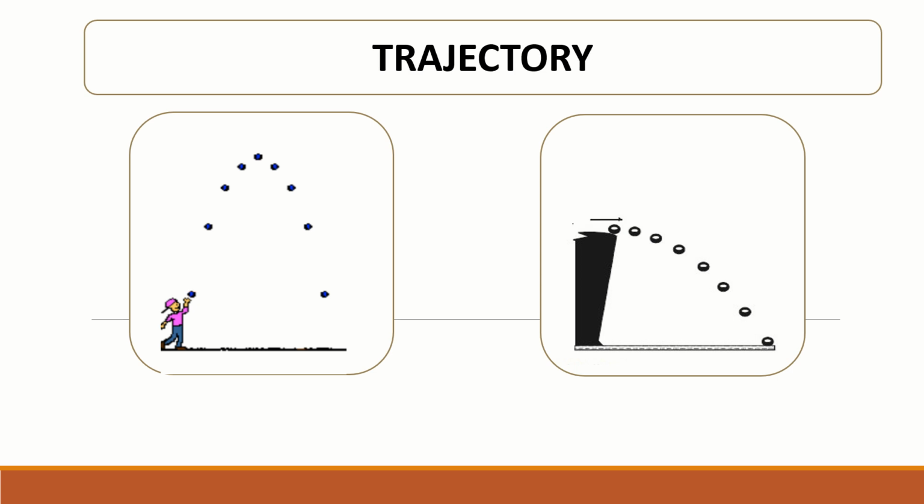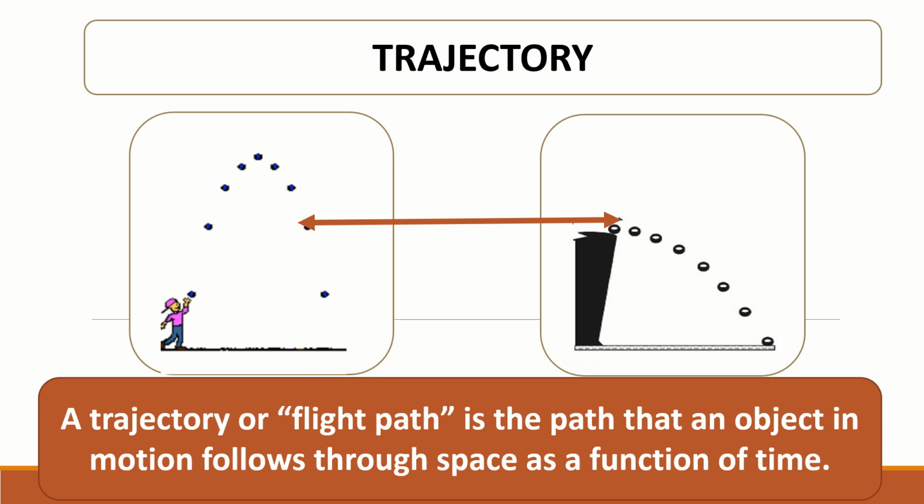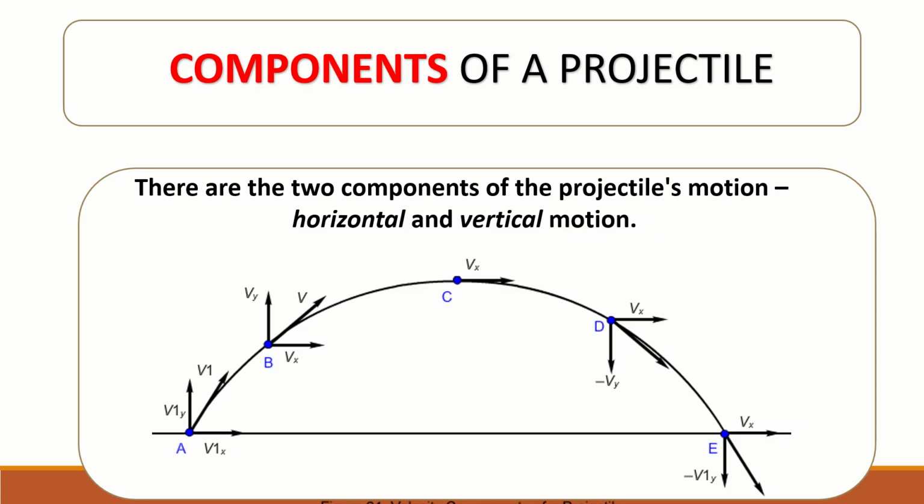Under trajectory, as what we have mentioned a while ago, the parabolic movement of your projectile motion is commonly called your trajectory lines or trajectory. It's a flight path that an object in motion follows through space as a function of time. If you take a look at the components of the projectile, you can see here the relationship of your x and y components.